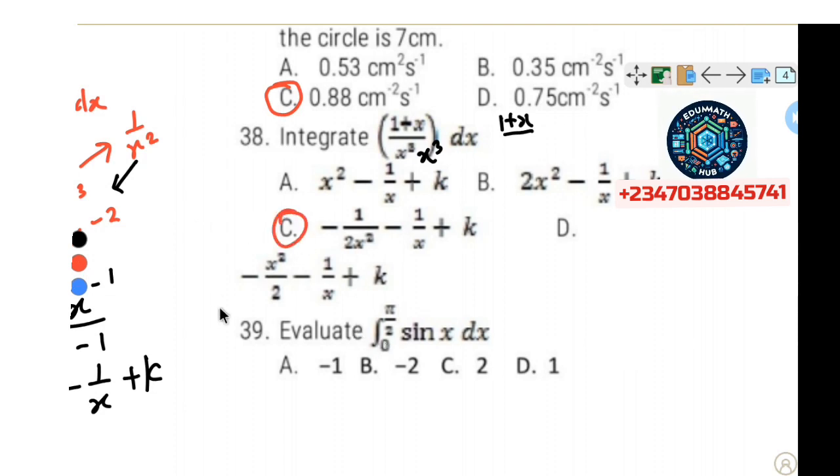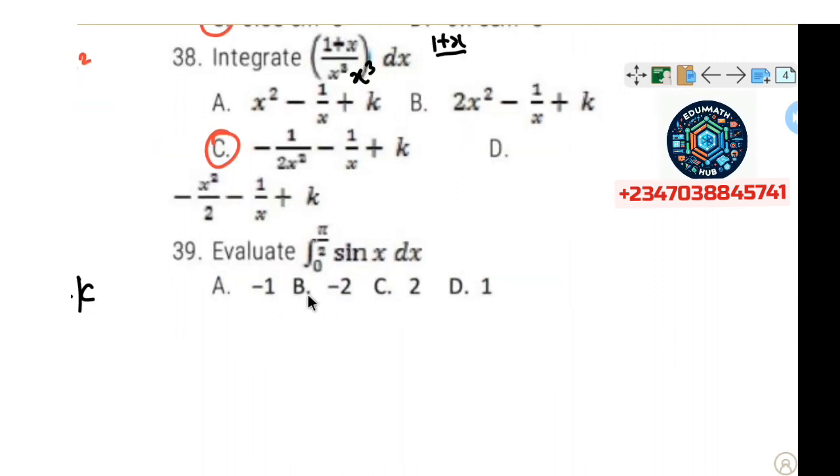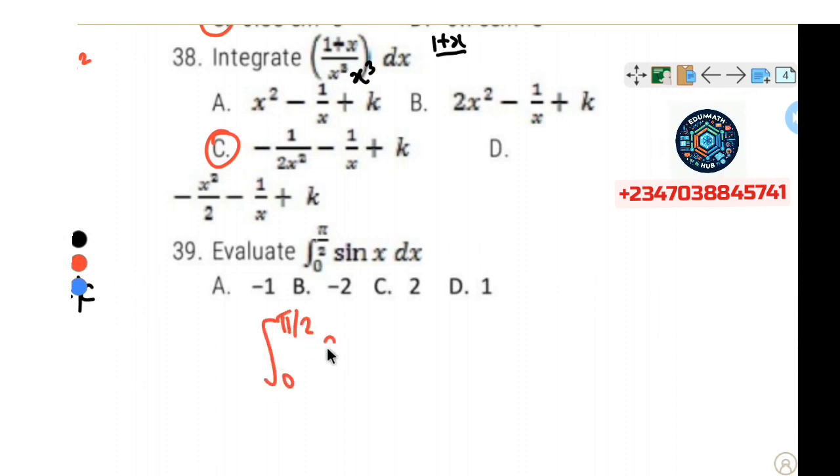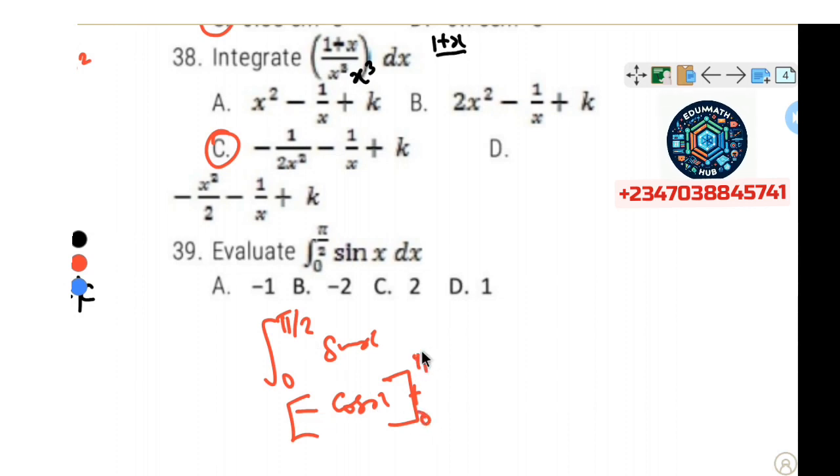Then this next one, you have to evaluate the integral. So you have the integral of 0 to pi over 2 of sine x. The first thing, you have to integrate sine x. If you integrate your sine x, you get minus cos x. So this one will give you minus cos x. Then you now introduce the limits. What are the limits? The limits are 0 and pi over 2.